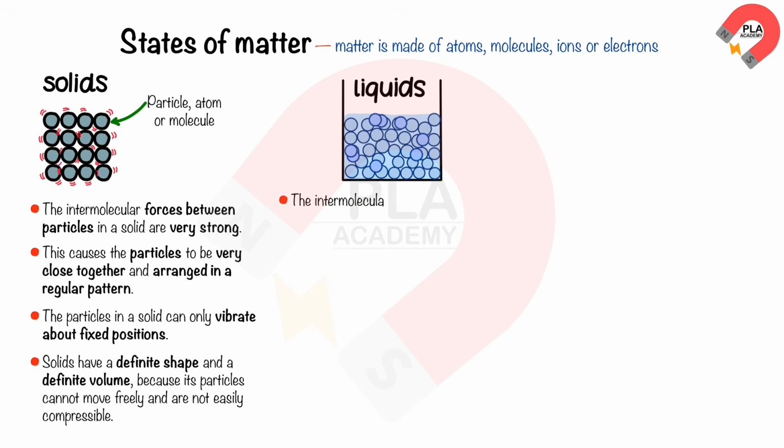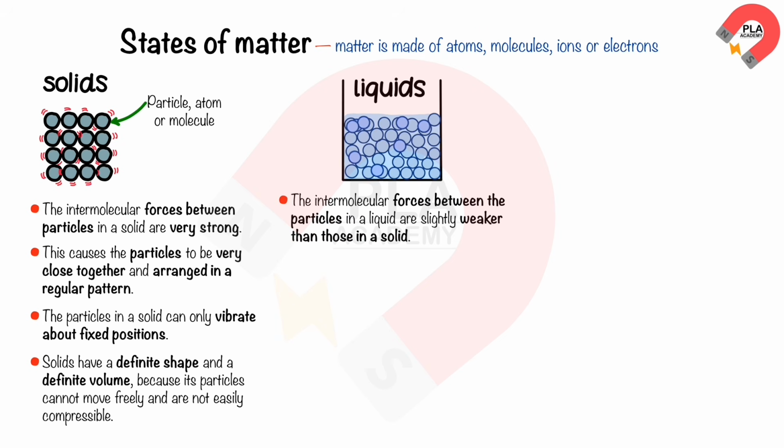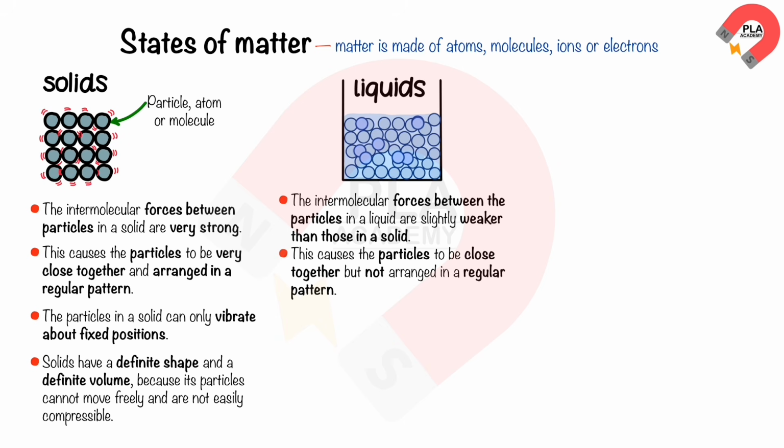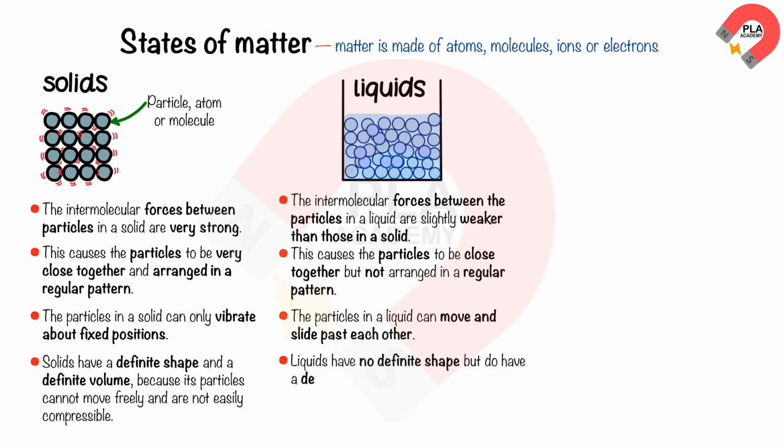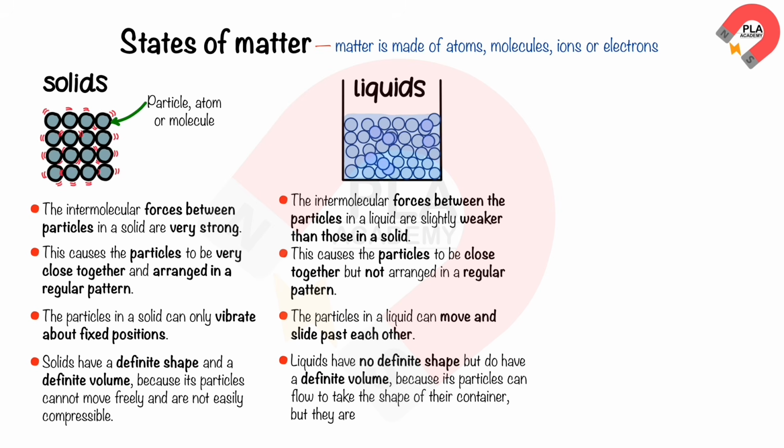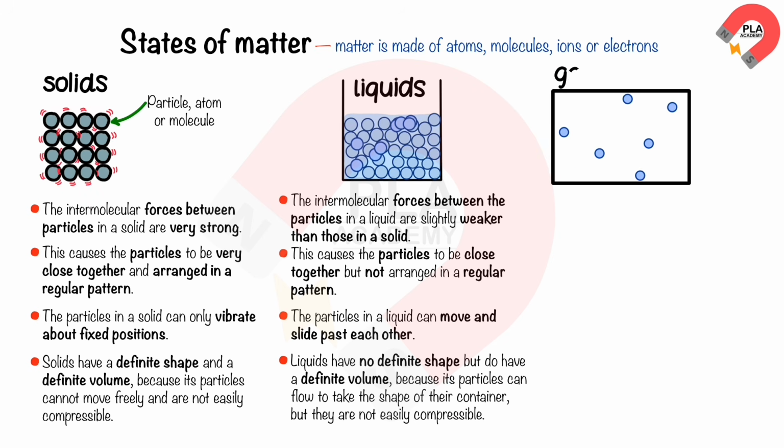Liquids. The intermolecular forces between the particles in a liquid are slightly weaker than those in a solid. This causes the particles to be close together, but not arranged in a regular pattern. The particles in a liquid can move and slide past each other. Liquids have no definite shape, but do have a definite volume, because its particles can flow to take the shape of their container, but they are not easily compressible.